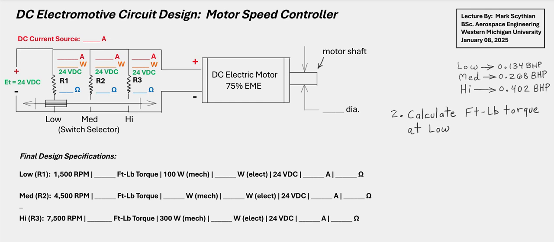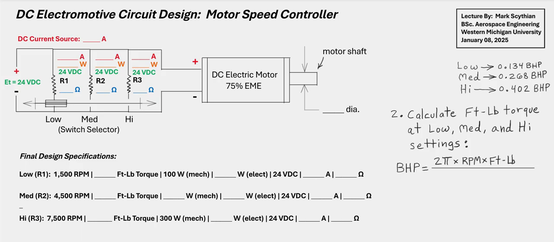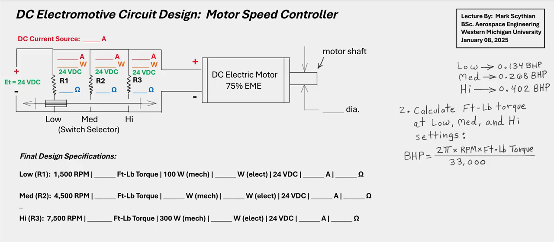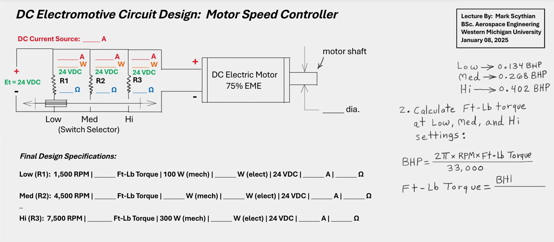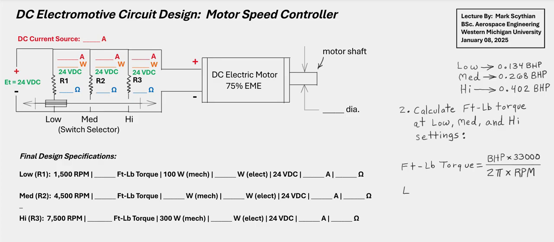We calculate the foot-pounds torque at the low, medium, and high settings. That is based on the brake horsepower equation: 2 pi radians per revolution times the RPM, revolutions per minute, times the foot-pounds torque, then divided by 33,000 foot-pounds per minute per horsepower, because we're using revolutions per minute, not revolutions per second. So you can use this equation and solve for the foot-pounds torque component, and then just substitute the known values into the equation.